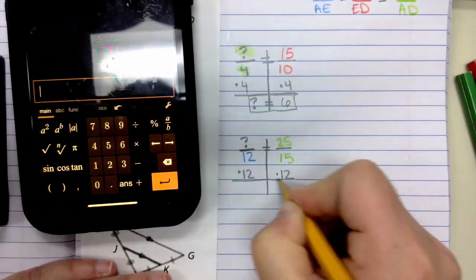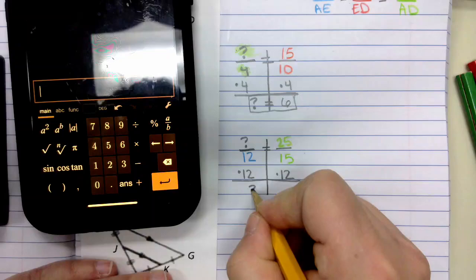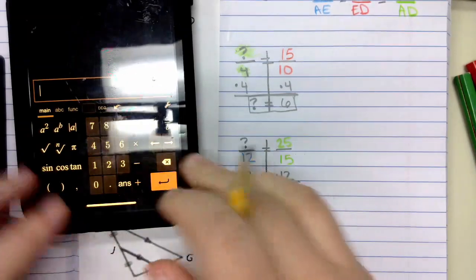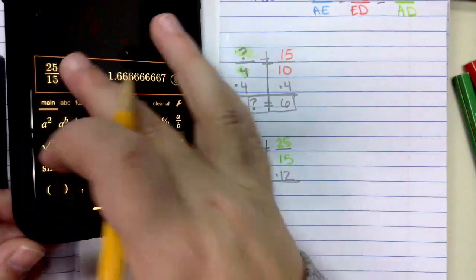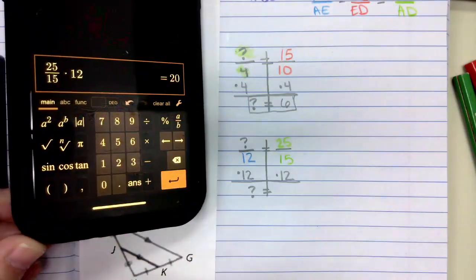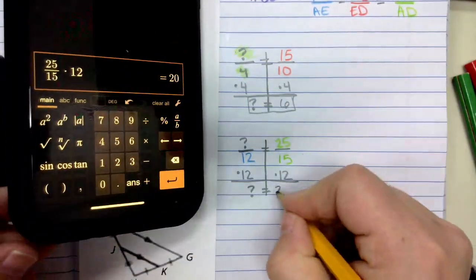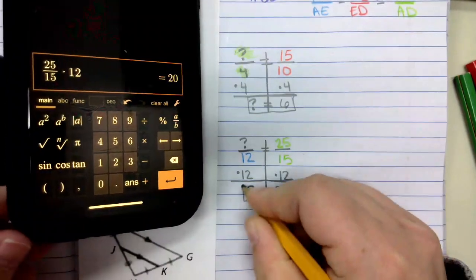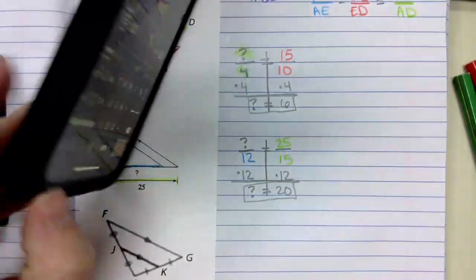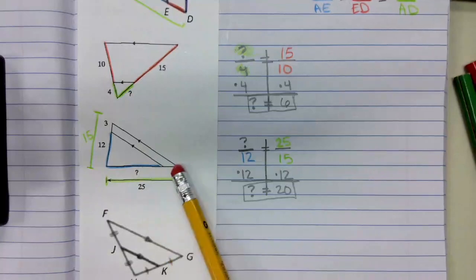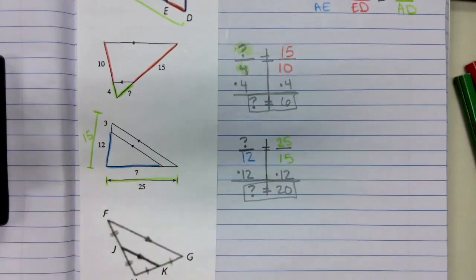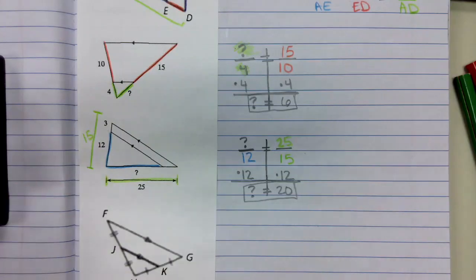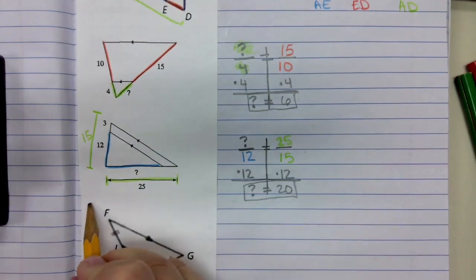Again, that undoes that 12 there, so we're left with just question mark equals 25 divided by 15 times 12, and we get 20. So we know this is 20, which if we are asking that, then we know that's 5, because it has to make 25. So 20 and 5. Awesome.